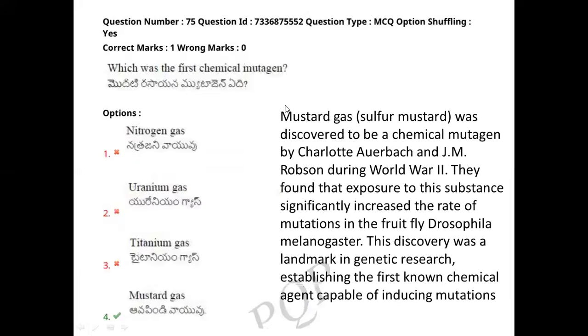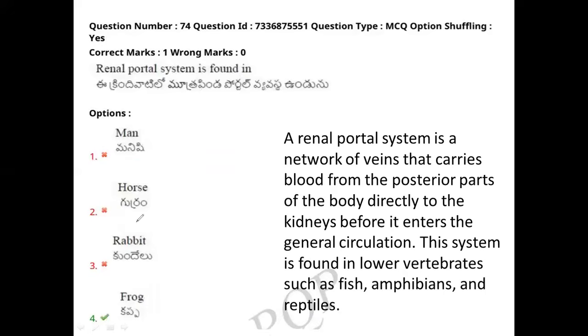Next is where the renal portal system is found. The renal portal system is present in fishes, amphibians, reptiles, the lower organisms. You can see the renal portal system there. If you see man, horse and rabbit, all come under the mammals. So the renal portal system is present in fishes, amphibians and reptiles.